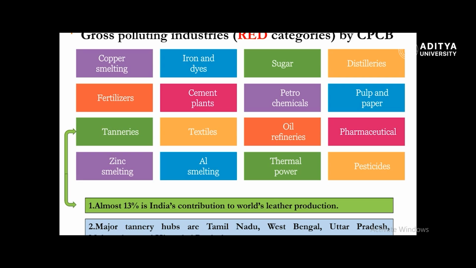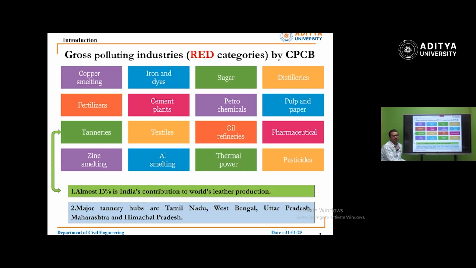So in that specifically we'll be talking about a case study. There is an industrial area in Tamil Nadu which has bloomed with too many tanneries, and over the past few decades they are continuously discharging industrial wastewater from the tanneries. So mostly this study will be focusing on the tannery effluents.